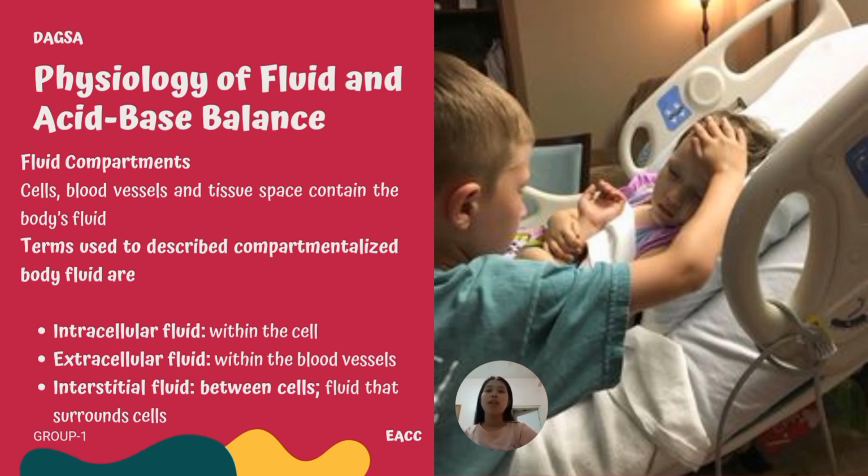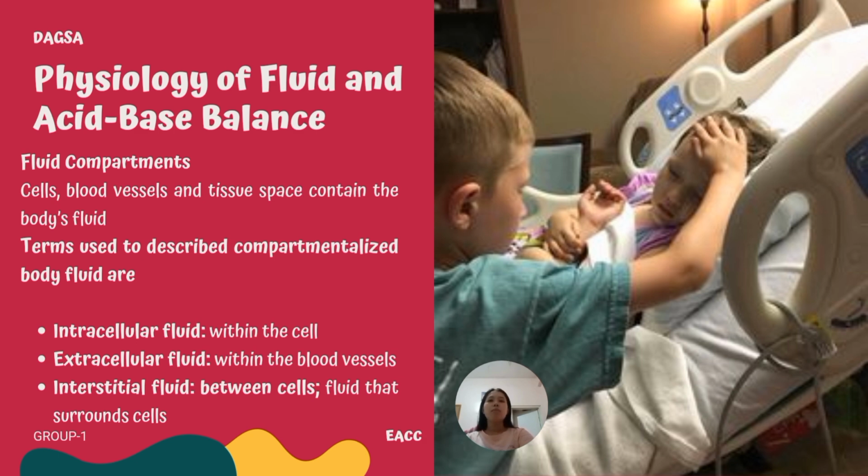Physiology of fluid and acid balance. Fluid and acid balance are essential for the proper functioning of the human body. Body fluid balance is maintained by regulating the amount of water and electrolytes in the body, while acid balance refers to the regulation of the pH of body fluids.